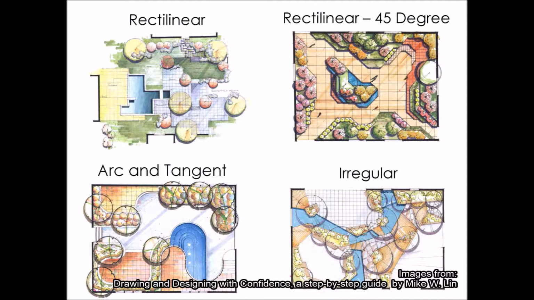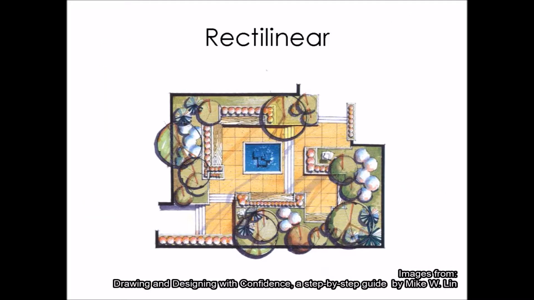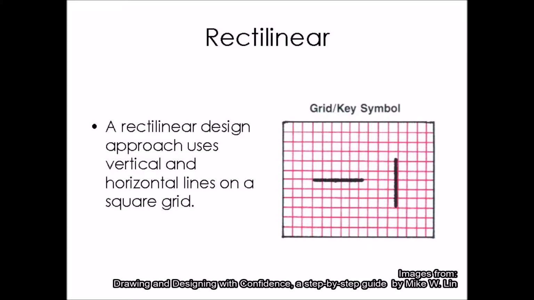For this exercise, we want to think about different types of geometry. I'm going to go through a few of those. For the first one, we have rectilinear geometry. In that case, we're using a grid as a base, and all of the lines that we're going to draw are going to align with the grid. The grid in our project represents a square that is 5 feet by 5 feet.